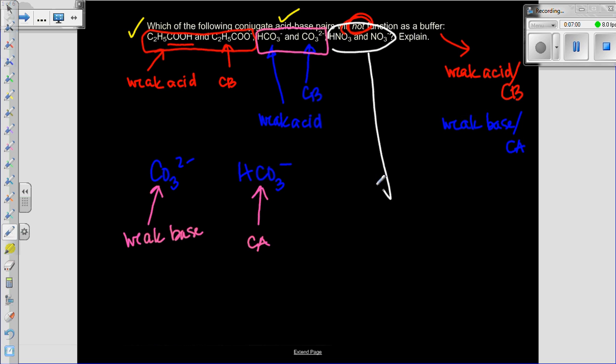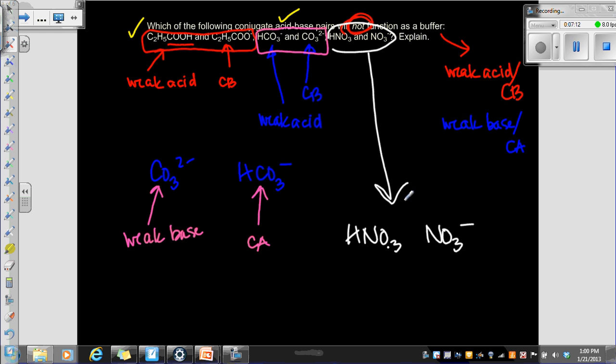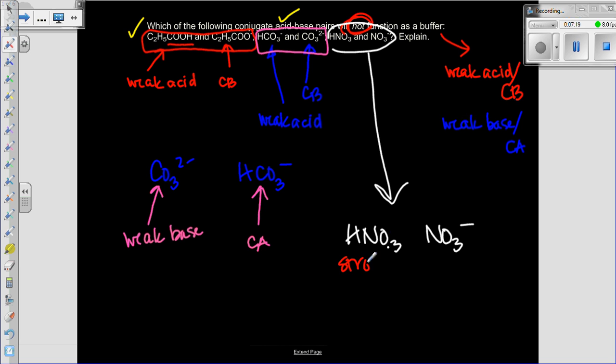So let's bring that down here because I've scribbled so much up there. So I've got nitric acid and I have nitrate. Okay, I'm going to look at the acid first. If I think about my strong acids and strong bases, nitric acid, HNO3, is a strong acid.